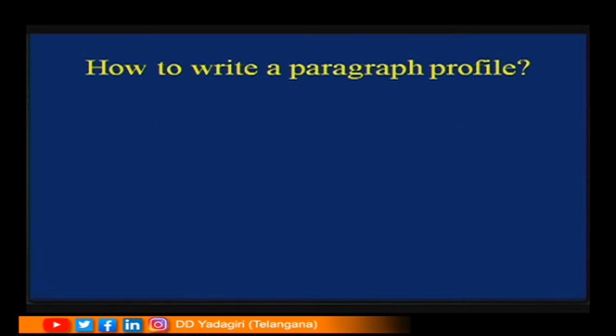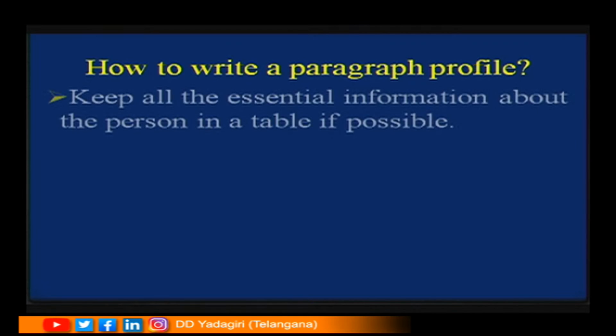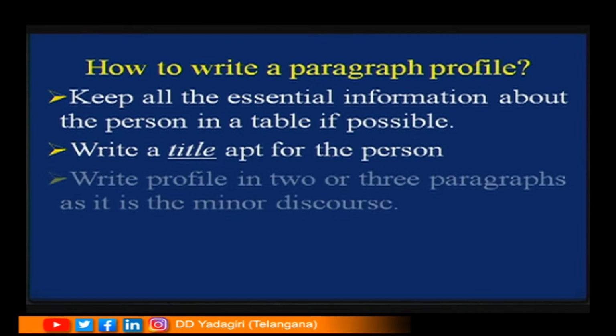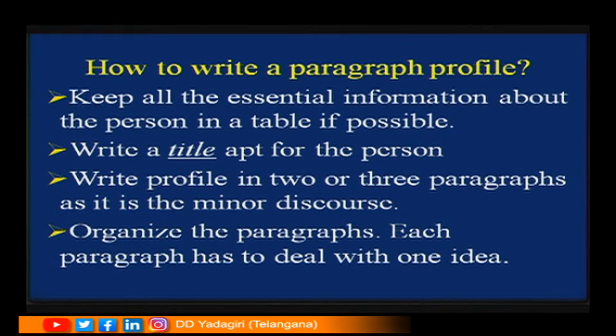How to write a paragraph profile? Keep all the essential information about the person in a table if possible. You have understood how to write a profile in a tabular form, so you can write a tabular profile before writing a paragraph profile. Write a title apt for the person. Write the profile in two or three paragraphs as it is a minor discourse. Organize the paragraphs. Each paragraph has to deal with one idea only.